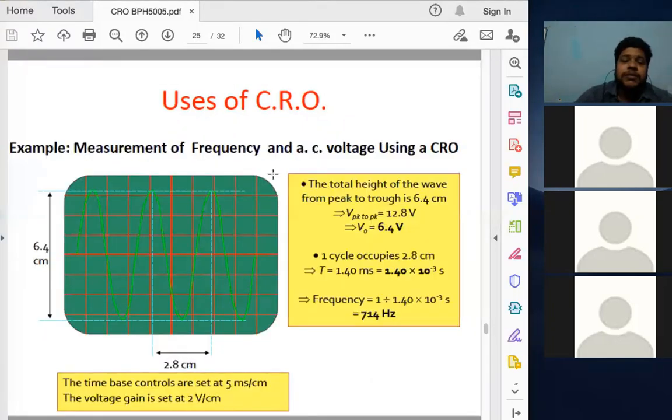So the frequency, if we are given a CRO, you can tune it to this form, and you can look at the different knobs to know the voltage gain and time base control. So this is a very easy thing, and we have done it quite a few times in some experiments.